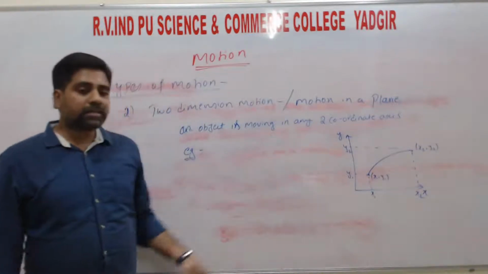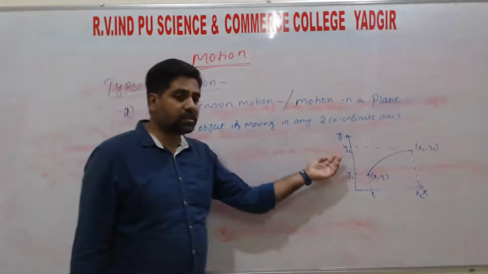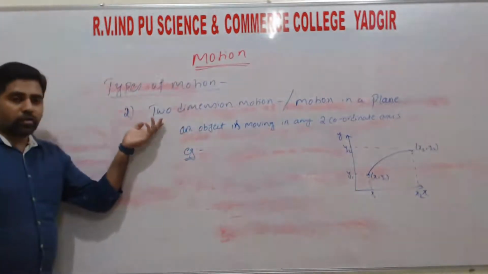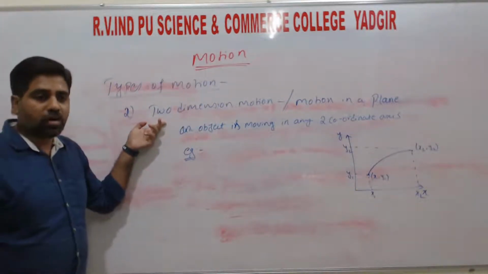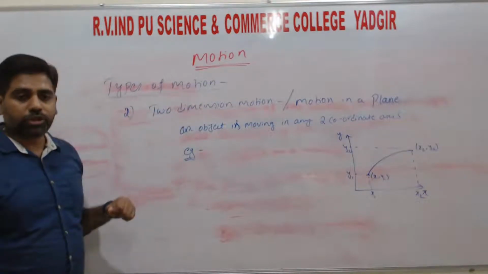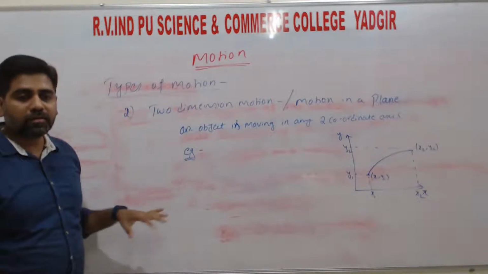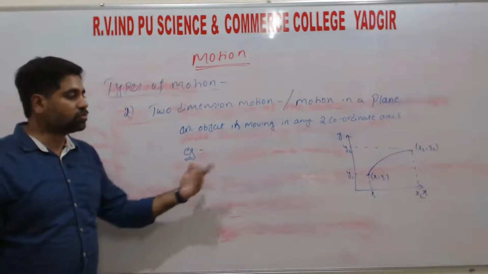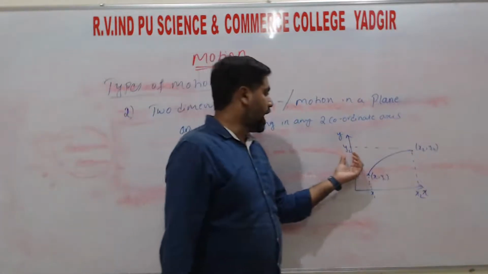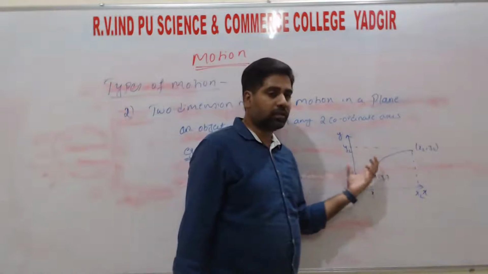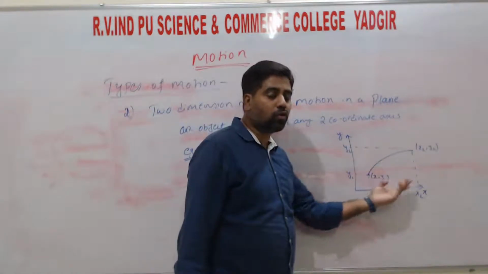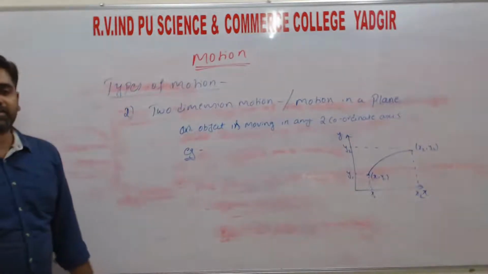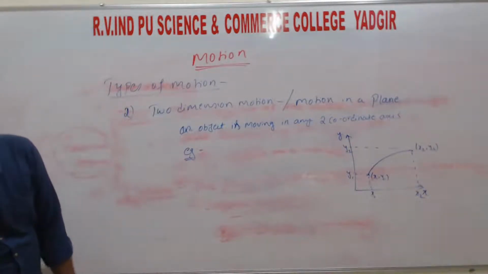So two coordinate axes are used in this motion. Hence we call that motion two dimension motion, right? The example is a ball which is moving when we kick it. That ball follows two coordinate axes, that is, the x-axis and the y-axis, right?